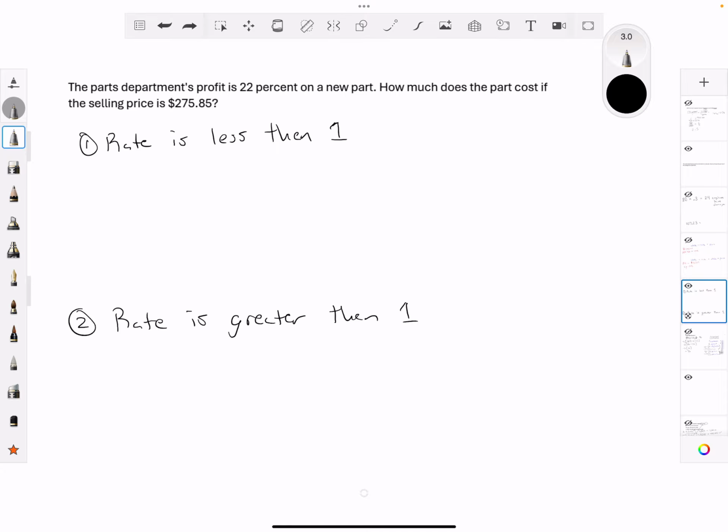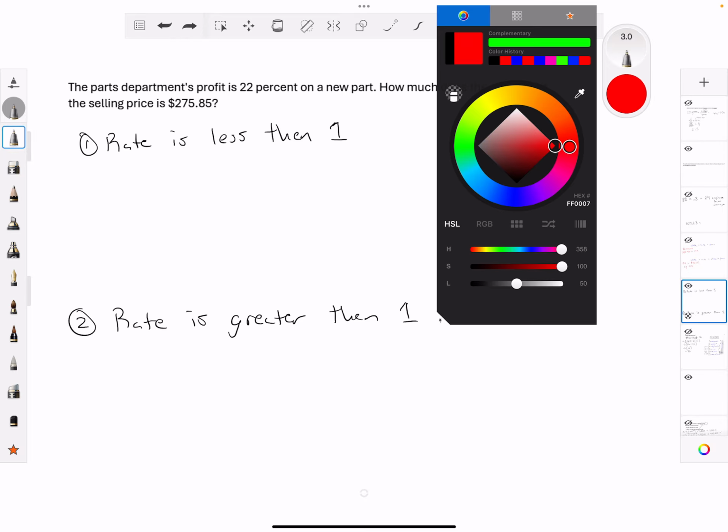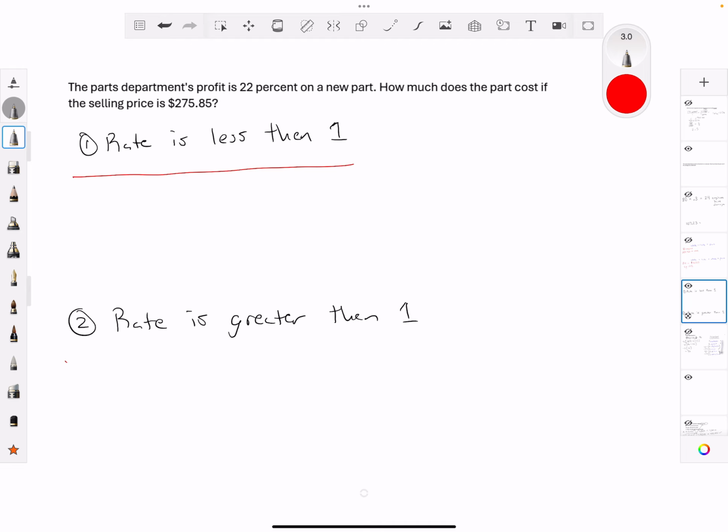So we need to understand there's two types of rates that we're going to deal with: rates that are less than one, and rates that are greater than one. So what's an example of a rate that's less than one? We'd have a rate that's less than one if I got a discount. If I only had to pay 60% of the cost, that would be a rate that's less than one.